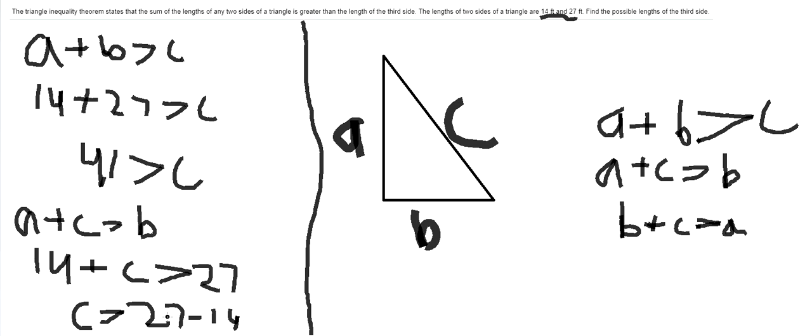So this whole expression just becomes 13. Let me write it like this: minus 14, minus 14. So we have our two values here. This is basically saying C is less than 41 and C is greater than 13.